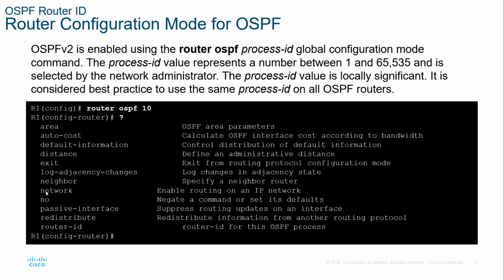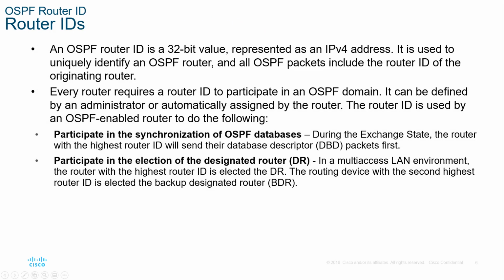We're going to be configuring network statements in a little bit. Passive interfaces we'll discuss a little later in this video, but then we have this router ID. The router ID for this OSPF process allows us to configure our priorities using router IDs. An OSPF router ID is a 32-bit value represented as an IPv4 address. It's used to uniquely identify the OSPF router and all of the packets, including the router ID of the originating router. So it's basically a way for us to flag what the router will be designated as.